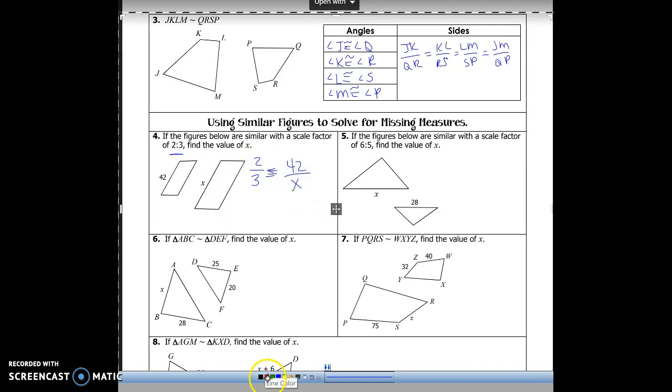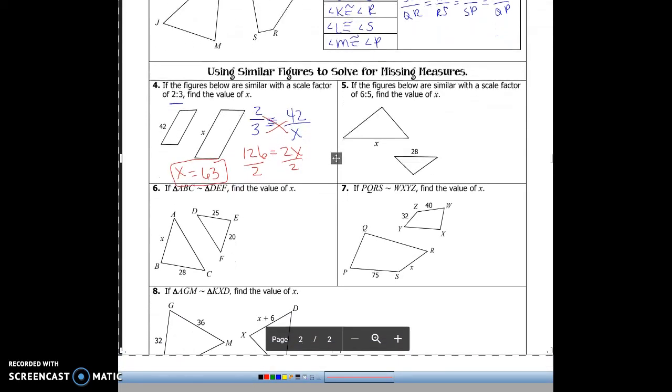So now all we got to do is cross multiply these. 42 times 3 is 126, equals 2 times X, which is 2X. Then we're going to divide both sides by 2. So that's going to give us that X equals 63. So that is the length of that side. Okay, let's look at number 6 together.